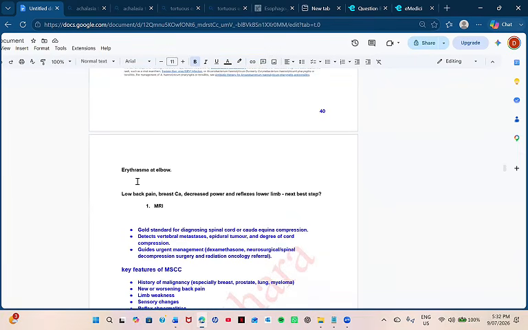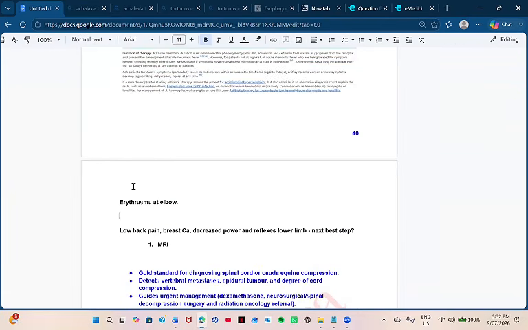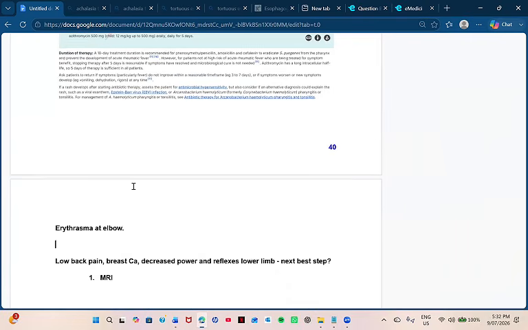Erythrasma at elbow, but we don't know the question they are asking, though I have kept it. We have discussed everything about erythrasma. So: lower back pain, breast cancer, decreased power and reflexes in lower limb. Next best step, MRI, the only option given.